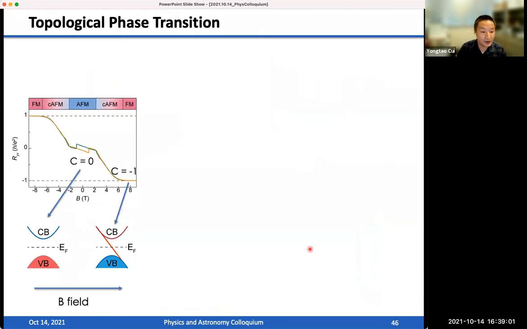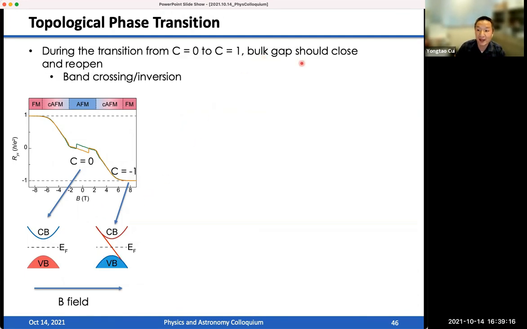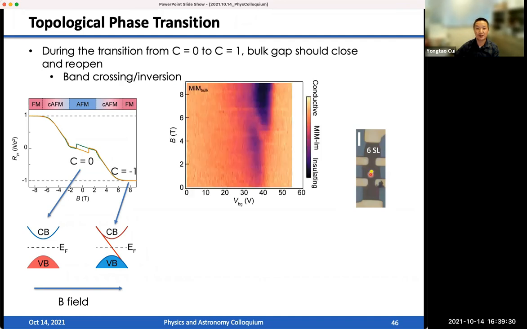Okay, and then the second signature we're looking for is that if you go from the topological character of, say, C equal to 0 to a different topological state, something dramatic has to happen, right? So in the case of a condensed matter system, that means the bulk gap has to close and then reopen. So that means there has to be a band crossing and inversion process. Then let's see how we can probe that. So in this case, we bring our tip to the middle of the sample, and then we only measure the local conductivity. So that indicates the local property of the sample inside the bulk.